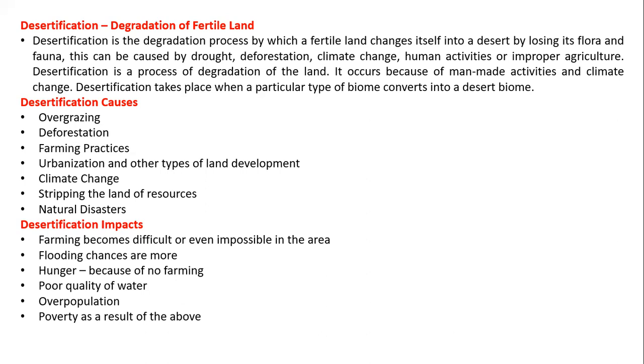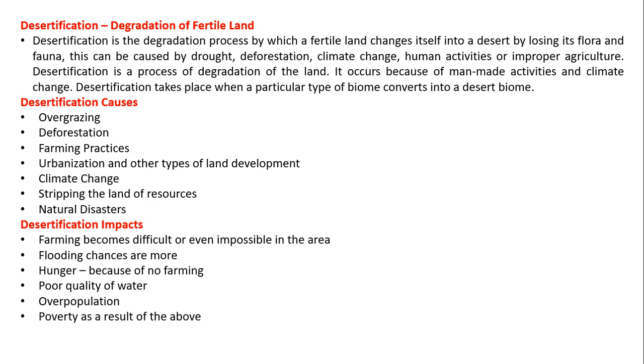So desertification is a process of degradation of land. It occurs because of man-made activities and climate change. Desertification also takes place where a particular type of biome converts into desert biome. That means if a grassland ecosystem gets converted into a desert ecosystem, then also we can see formation of deserts. So what are the causes of desertification? Overgrazing, deforestation, improper farming practices, urbanization, other types of land development, climate change, stripping the land of resources, natural disasters, and other reasons.